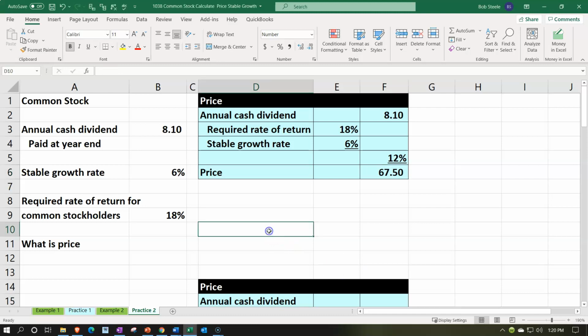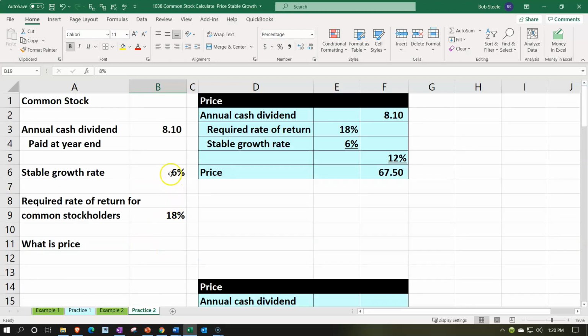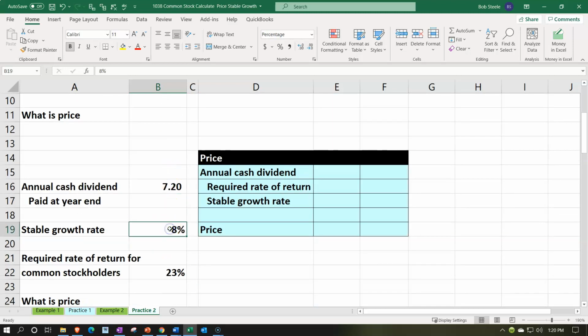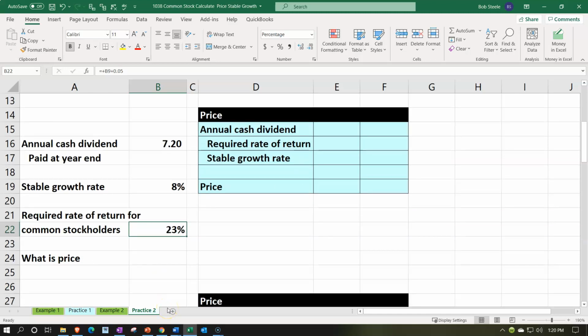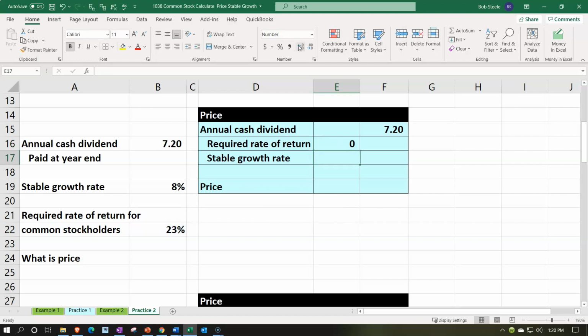Let's do it a couple more times. Now there's going to be a change here. So we went from 810 to 710. And then the growth is now 8%. Required rate of return at 23. Let's do the same kind of calculation. We're assuming the dividend is going to be equal to the 720. Adding some pennies, numbers group, adding some pennies. The rate of return now being equal to the 23%.